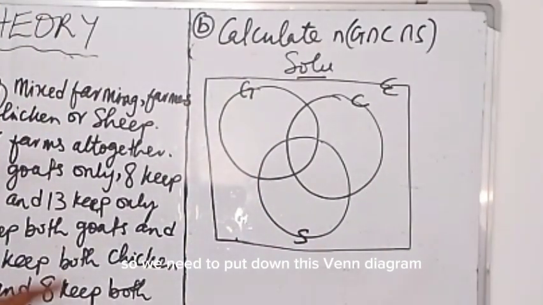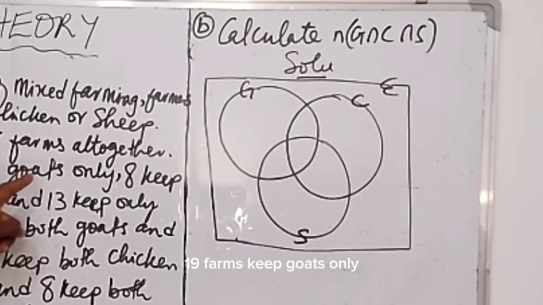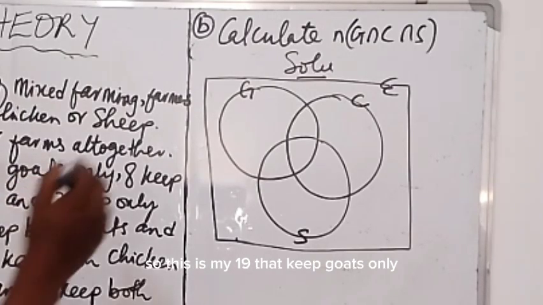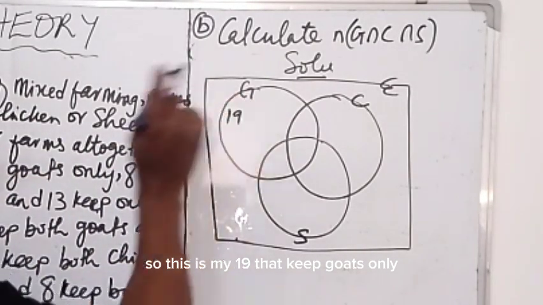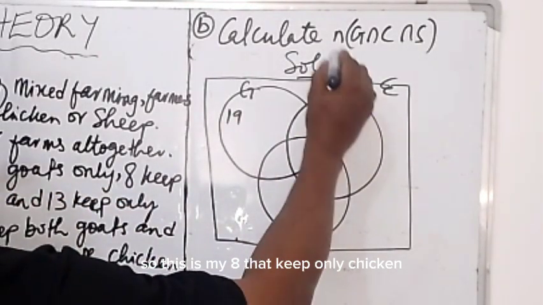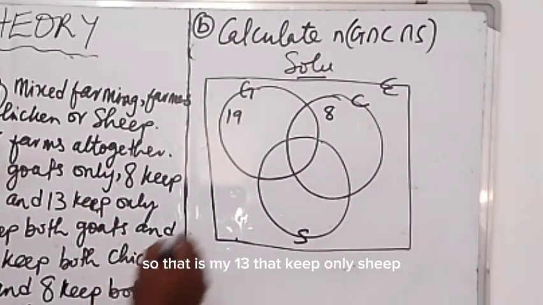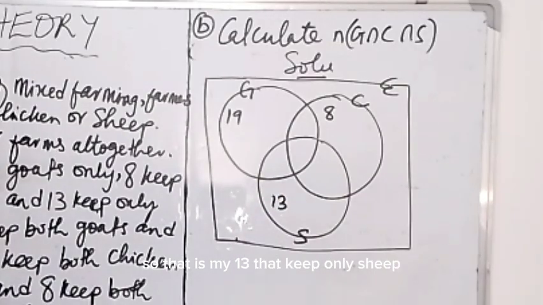So we need to put down this Venn diagram. That's what I'm doing now. You are told that in a region of mixed farming, farmers keep goats, chicken, and sheep. There are 77 farms altogether. 19 farms keep goats only, so this is my 19 that keep goats only. 8 keep only chicken, so this is my 8 that keep only chicken. And 13 keep only sheep, so that is my 13 that keep only sheep.